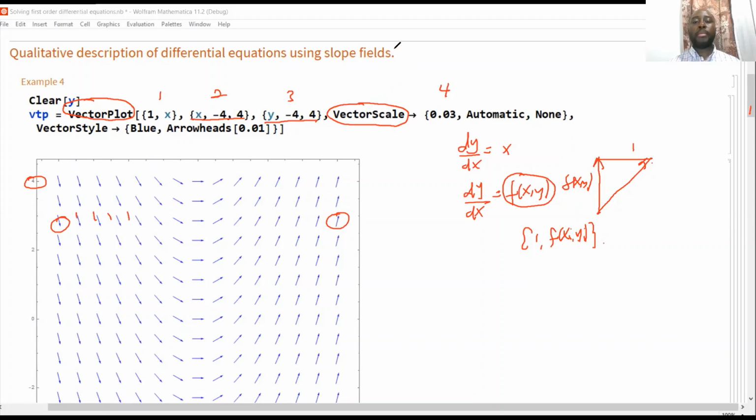Okay, and so you can control the size by this size parameter here, which is the first argument of the vector scale option. If you make this argument larger, your vectors become larger, and I'm going to illustrate that. So let me change this to 0.3 instead of 3.